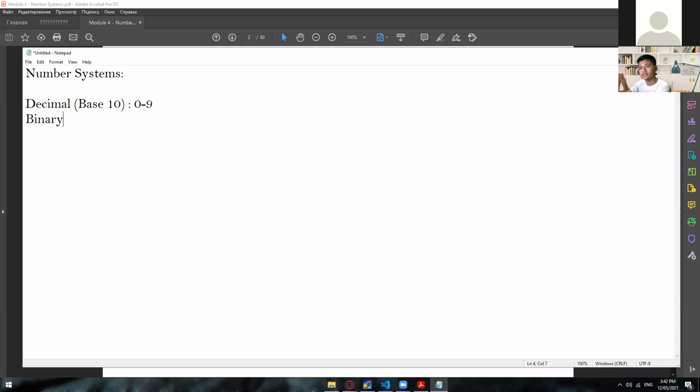Next one is binary, which is very obvious already from the word bi. So we only have 2 characters in here, or this one has a base of 2. Since it only contains 2 characters, that's only 0 to 1, or 0 and 1. And the next one is octal, from the word octa, so of course it has a base of 8, or it contains 8 characters, which range from 0 to 7.